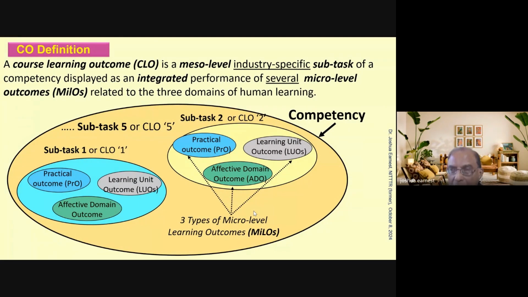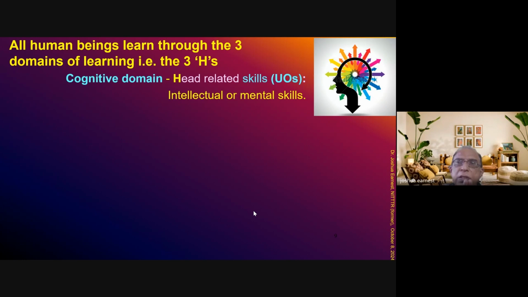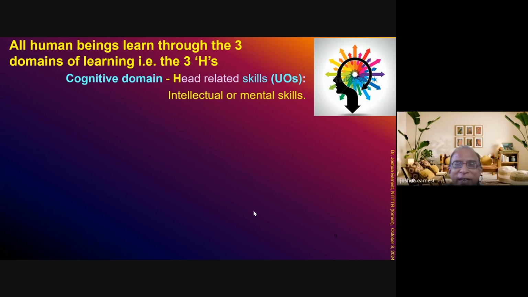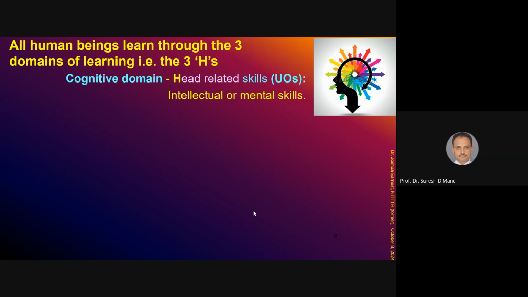So now I'll take you there. Now, what are cognitive domain outcomes? They are head-related skills, or intellectual or mental skills. Okay, and all human beings learn through the three domains of learning. So yesterday I told you about the definition of learning. What is learning? Do any of you remember? Cognitive, psychomotor, and affective domain. No, what is the definition of learning? Change in behavior. Yes, very good.